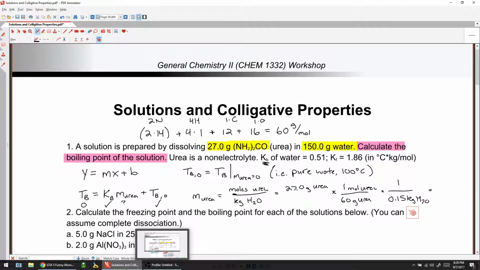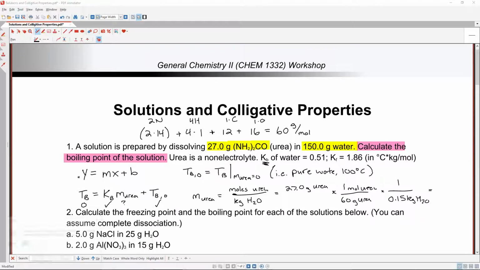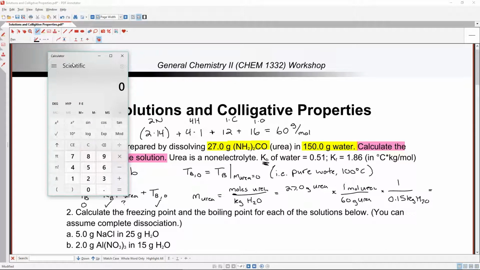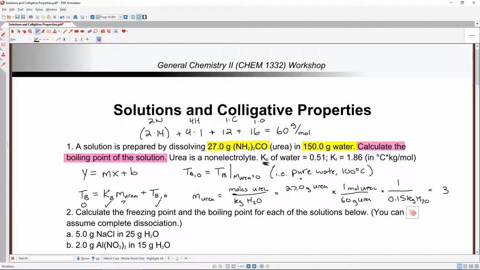So that turns out to be, let me get out my calculator again. We have 27 divided by 60 divided by 0.15, which is 3. Yay! Awesome. So now to finish this problem off, we have no more room.